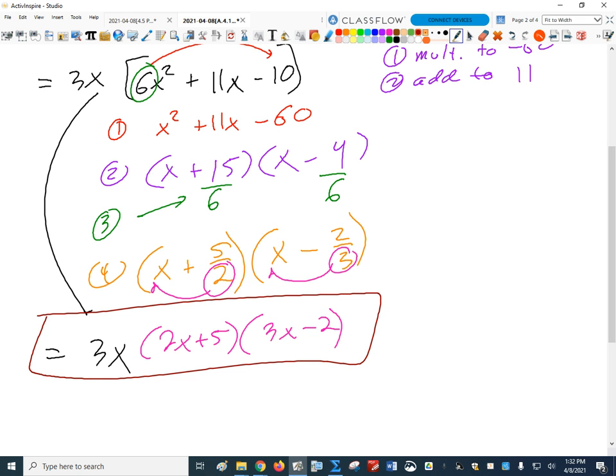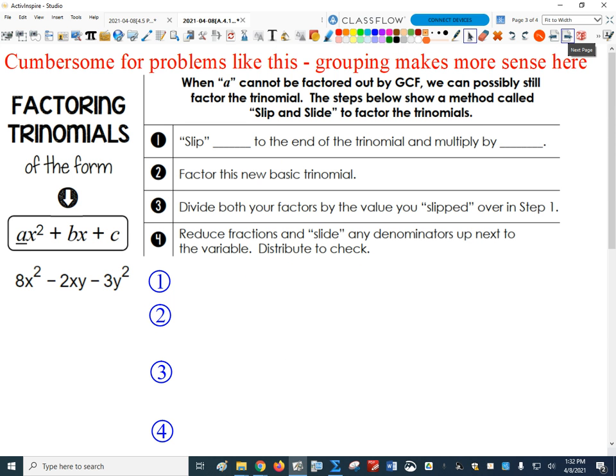Okay, we're good with that? That all make sense? Okay, last thing I want to show you here. There's just a couple kind of bonus problems at the end of the assignment, and that's what these last couple questions relate to. So what about one like this? What if we have multiple variables in there? If I have x's and y's, this is a case where factoring by slip and slide really is kind of cumbersome. It's easier just to go back to our grouping technique for something like that.